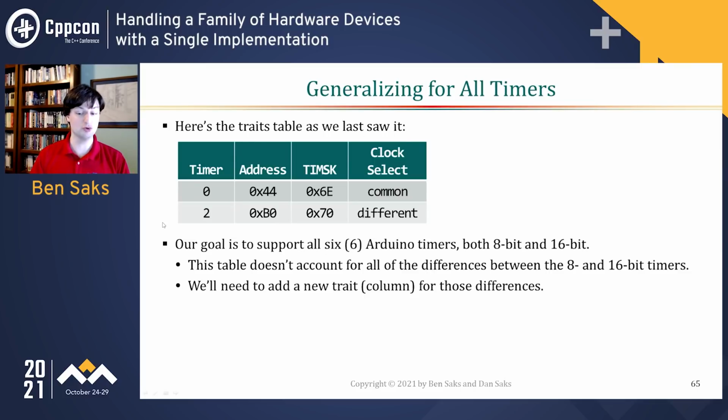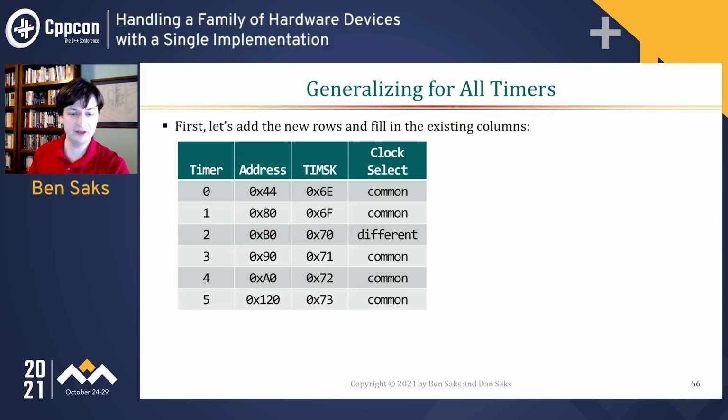First of all, we're going to need new rows for all of the new timers that we want to support, because all of these traits are still important for the 16-bit timers as well as the 8-bit timers. But there are also additional differences between the 8-bit timers and the 16-bit timers that we need to capture in some other way. So we'll need to add a trait to deal with that situation. So first off, let's add the new rows and fill in the existing columns.